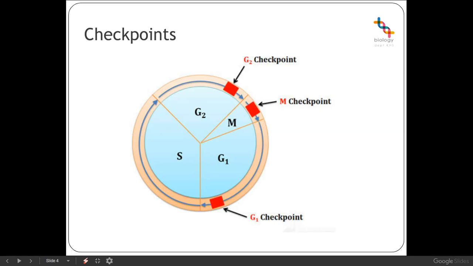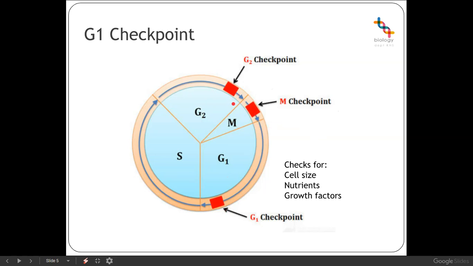So there's a few checkpoints at various stages, and this is where we have stop and start signals which are regulating the cycle. A checkpoint is essentially a mechanism within the cell that's assessing the cell. So it's looking at its condition and it's going to halt the progression into the next phase until all of the appropriate requirements are met. And there's three major checkpoints in the cell cycle. We've got the G1 checkpoint, the G2 checkpoint, and the M checkpoint.